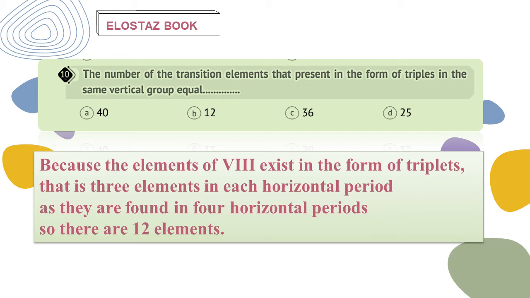3 times 4 will give what? It will give 12 elements. So the right answer here will be 12. You understand the question now? Okay, I think it's easy, but you must concentrate to understand the question easily. Okay, let's go into question 11.